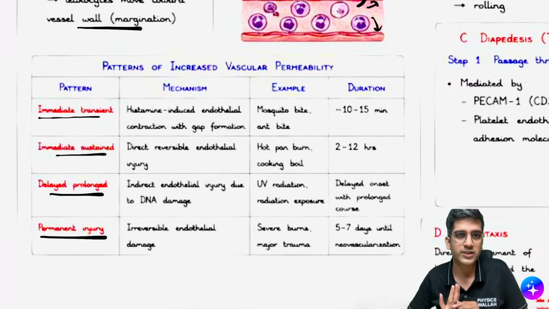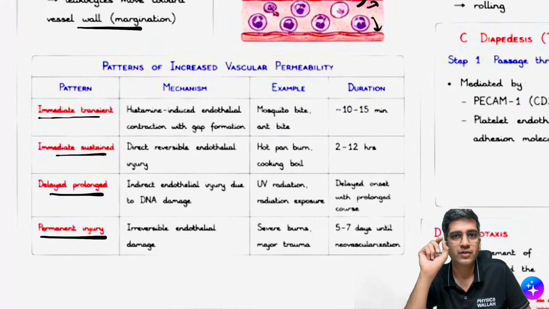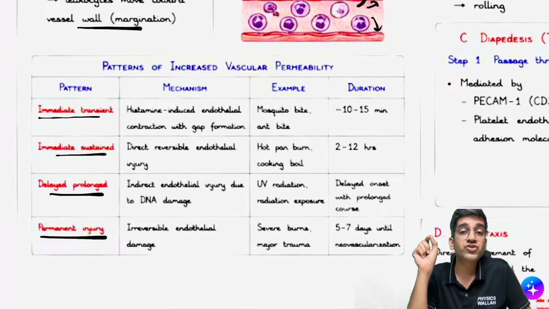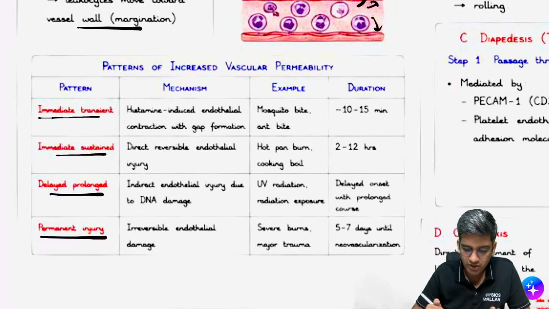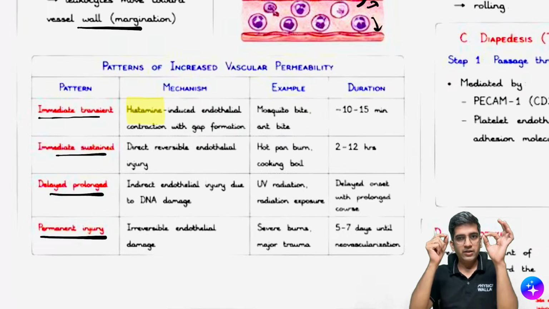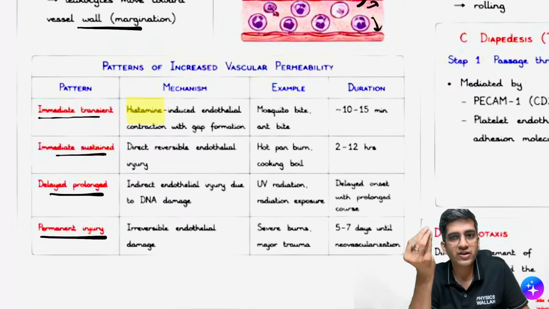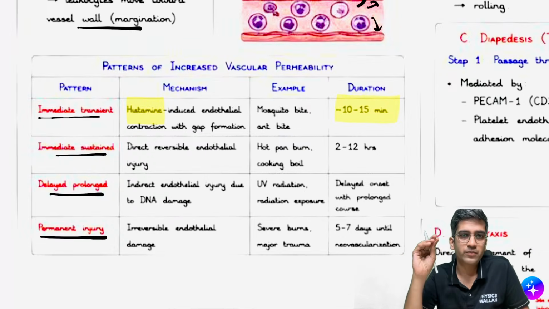These are 4 mechanisms. Immediate and transient: a mosquito bite. I have itching for 10-15 minutes, I forget after that because the stimulus is very, very tiny, right? Or an ant bite, because this is completely mediated by a molecule called histamine. Histamine is the runner here. Histamine's half-life is very short. It lasts for only 10-15 minutes. You will forget about it.